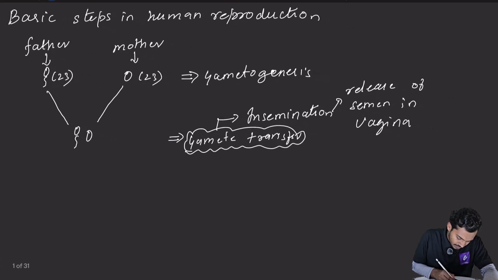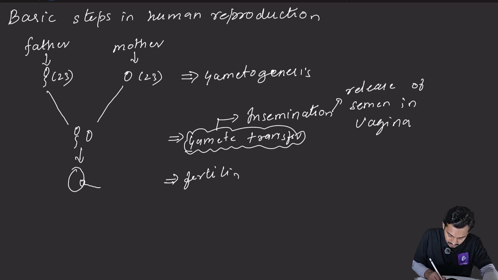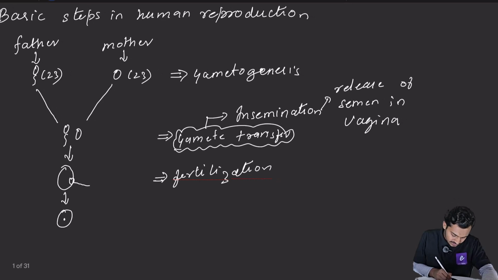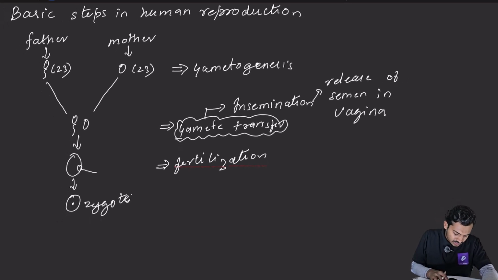So after gamete transfer, what happens? अब क्या होगा, male gamete will fuse with female gamete. You can see the male gamete will fuse with the female gamete. This is called fertilization. So दोस्तों fertilization होने के बाद क्या होगा, there will be formation of a single celled structure called zygote. So this is zygote. Understood?